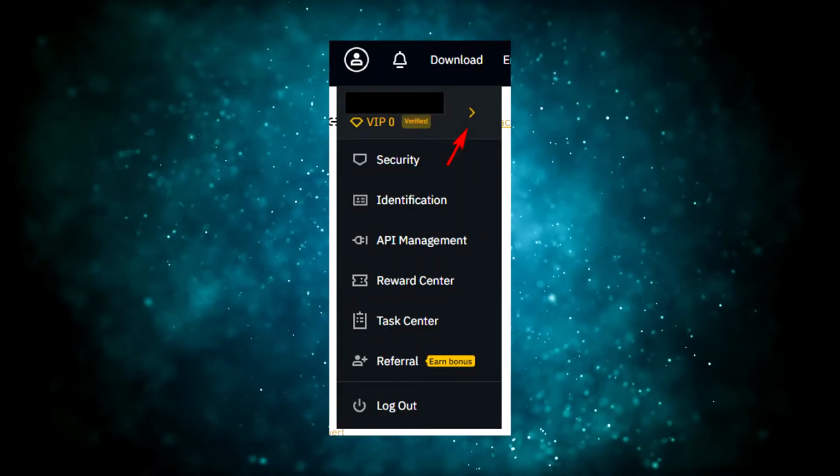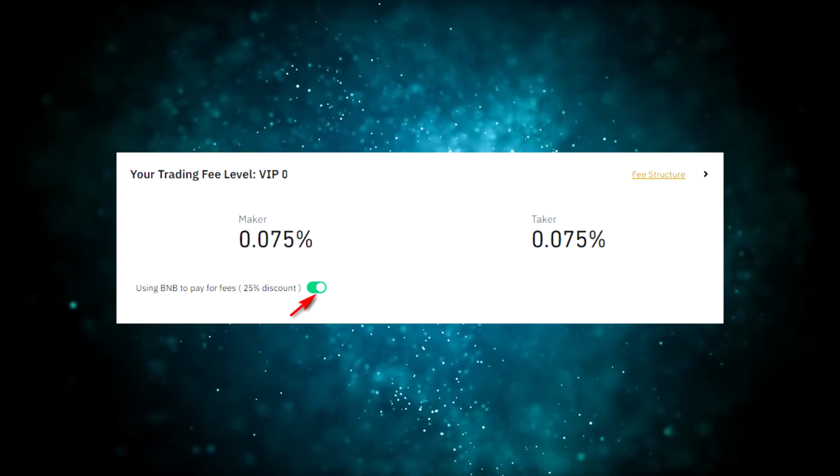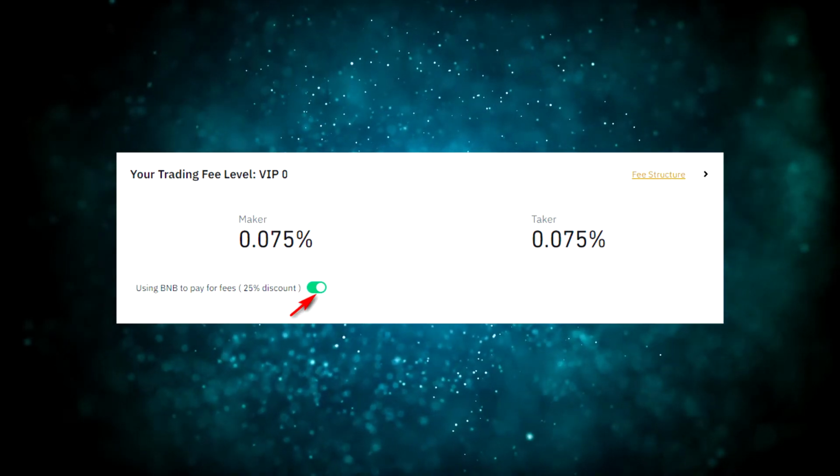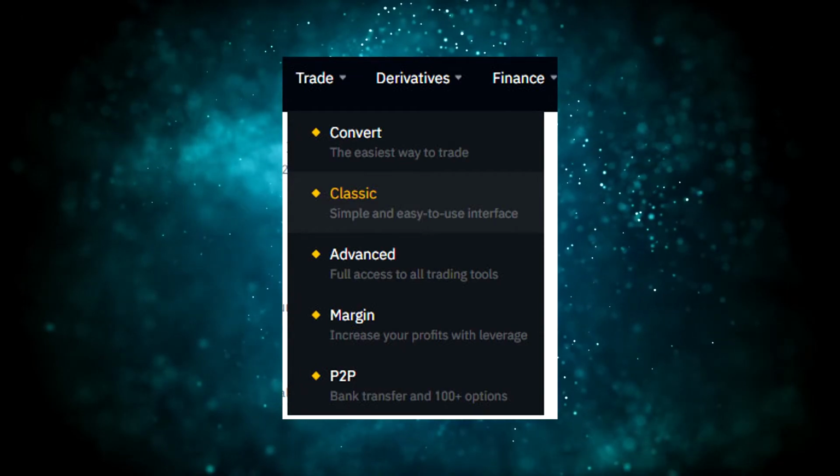Before we can go and trade, we should enable one useful feature. Click here and enable using BNB to pay for fees. You should have a little amount of BNB for fees, but this discount will be really profitable for you. Next, we can go on Trade Classic.